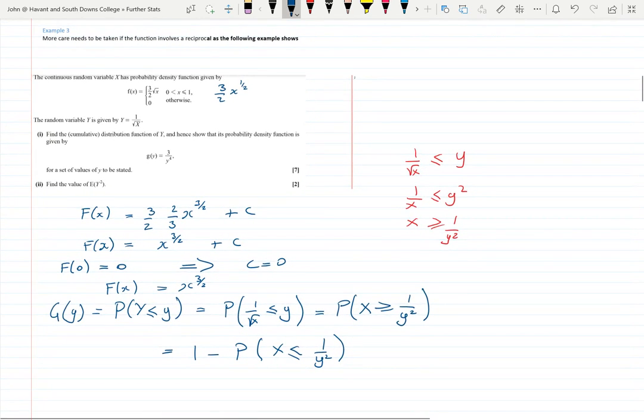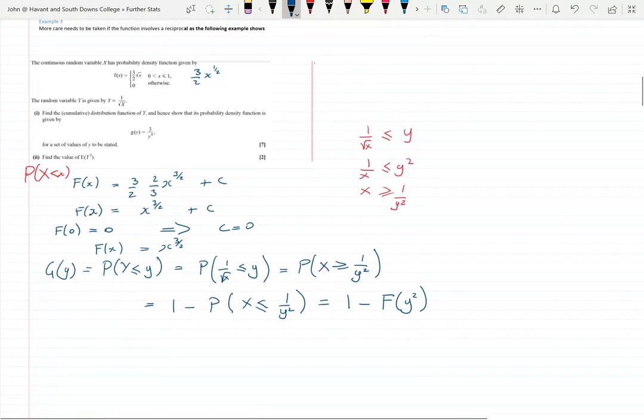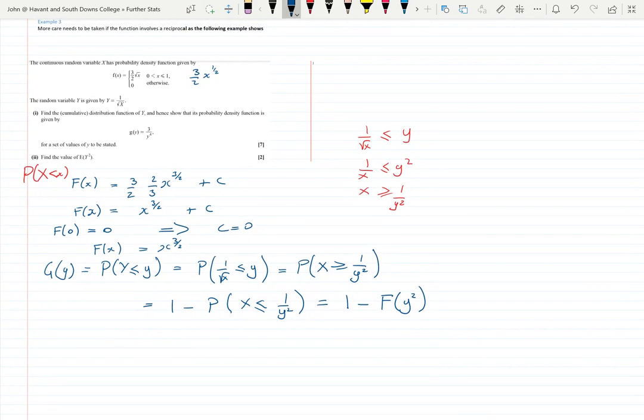So that's equal to, now we've got back to the CDF of our original function, because remember the CDF here refers to the probability that x is less than or equal to some value x. So that's equal to 1 minus F(1 over y squared). So we're going to replace x in this function, including the inequalities for it.